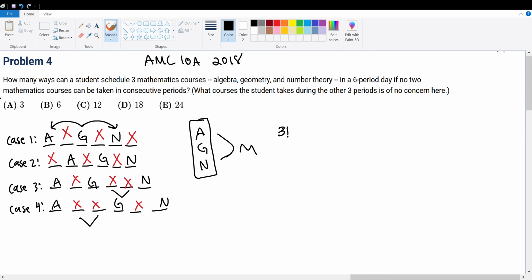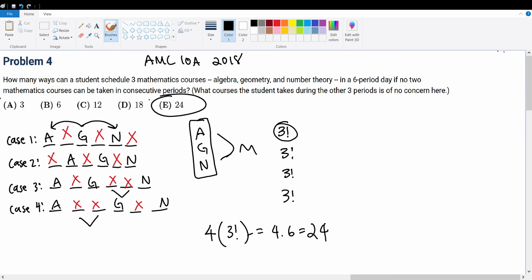So within case 1, we have 3 factorial possible arrangements of A, G, N, and likewise for the rest, because we always have 3 math courses that we're trying to alternate with each other's positions. Now, this 3 factorial comes from the very basic counting principle. Since we're dealing with casework, we sum every case. And since we have 4 summings of 3 factorial, we just multiply 4 with 3 factorial. This is the same thing as 4 times 6, which gives us 24, bringing us to answer choice E, 24.